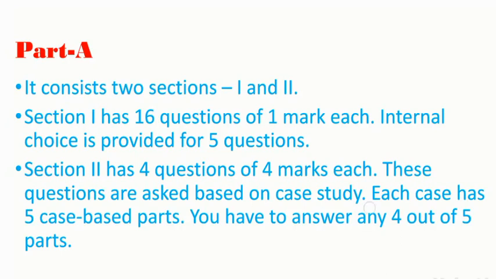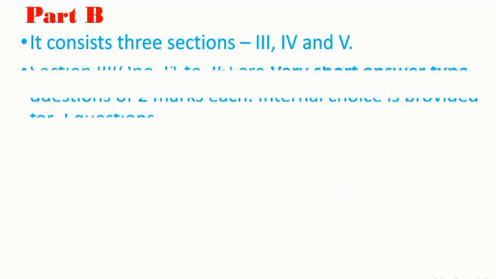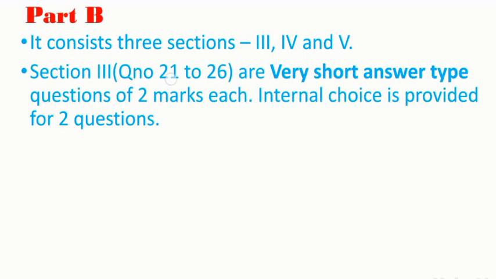Let's move to part B. In part B, it consists of 3 sections: section 3, section 4, section 5. Let's see in detail. Section 3: question number 21 to 26, means 6 questions, are very short answer type questions. Each carries 2 marks. Internal choice is provided for any 2 questions. So 6 questions will be given for 2 marks. 6 into 2, 12 marks you will get from section 3.